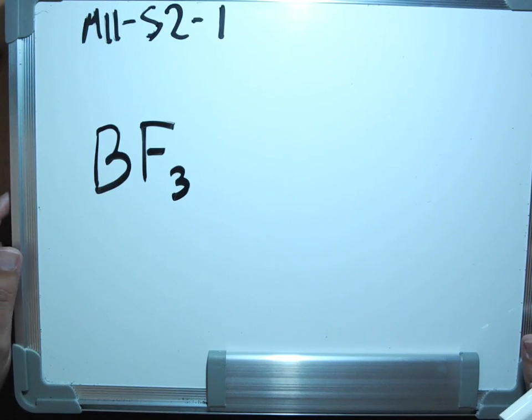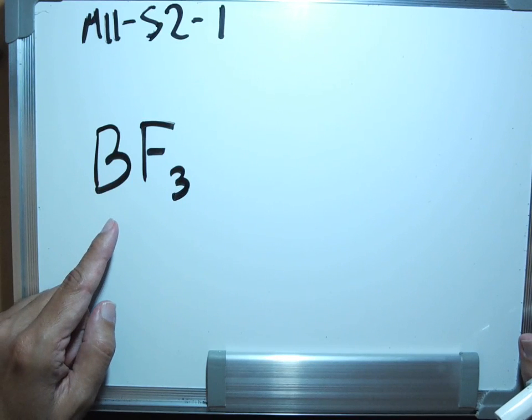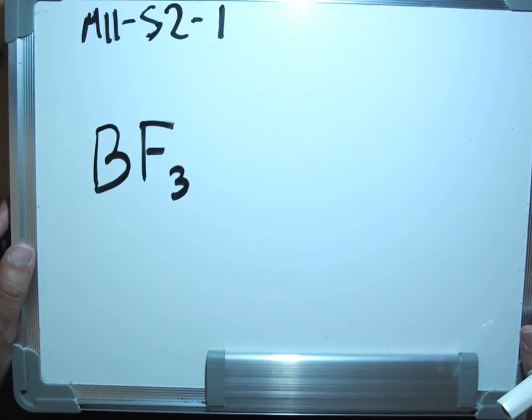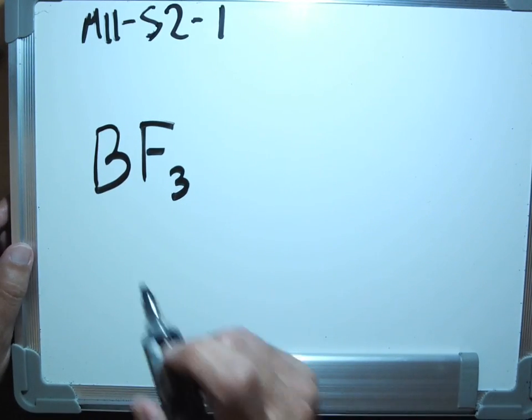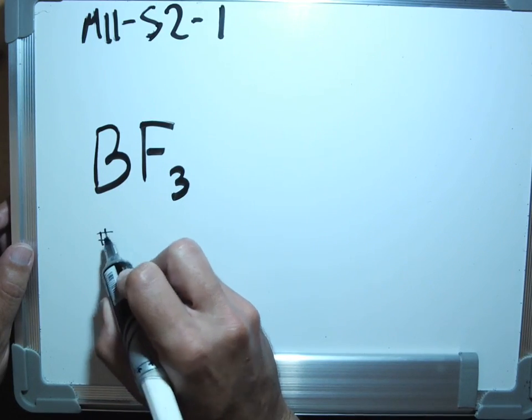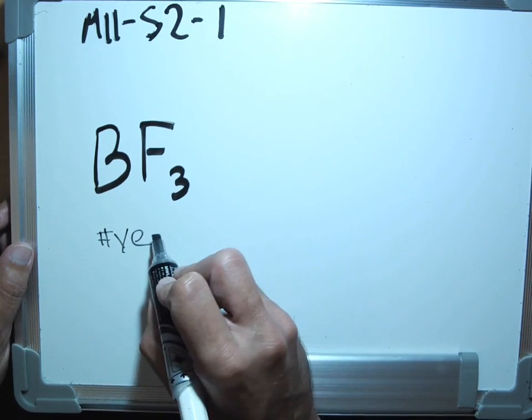Module 11, problem set 2. Here we're asked to come up with the Lewis diagram for boron trifluoride. Let's go through our 5-step algorithm here. To begin, we'll find the number of valence electrons.